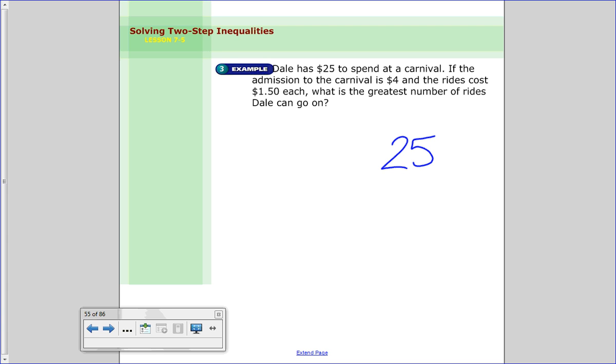Well, he needs to get into the carnival, and you have to pay $4 for that. Well, if you go into a carnival, you only pay that once. So I know that 4 is just a regular 4. Because you go in, you pay your $4, you're done. You don't pay it again an hour later or anything like that. You paid that $4 to get in.